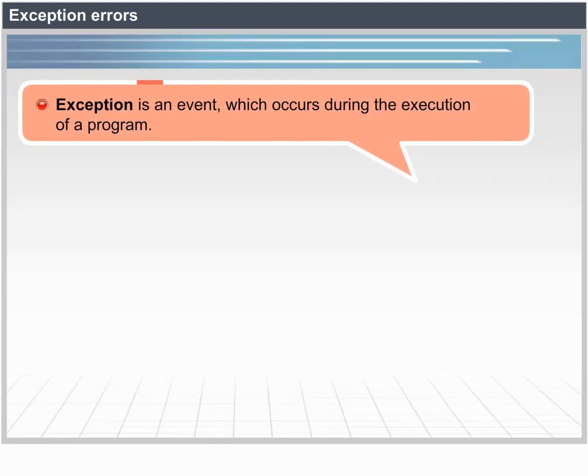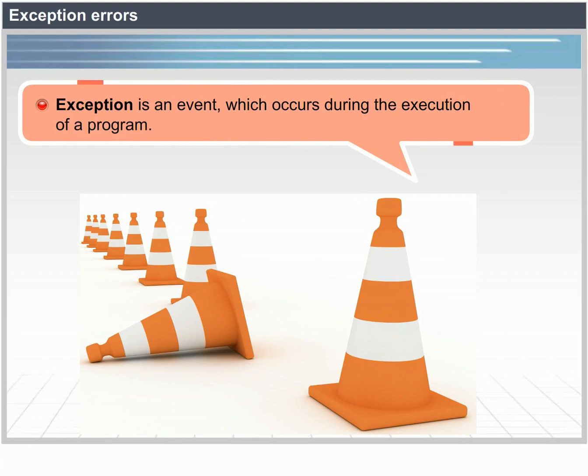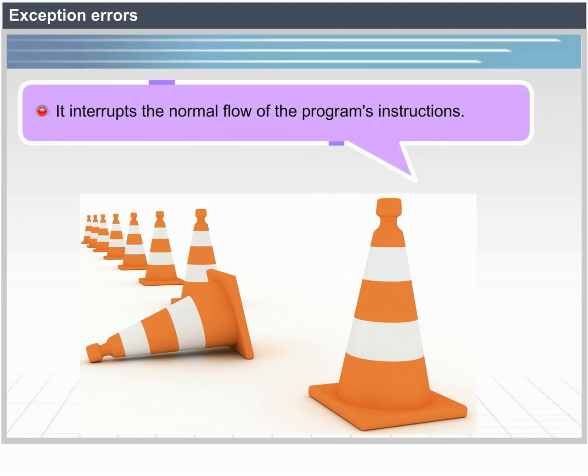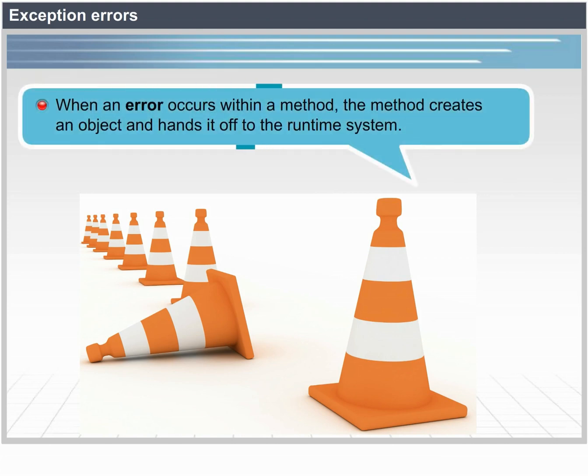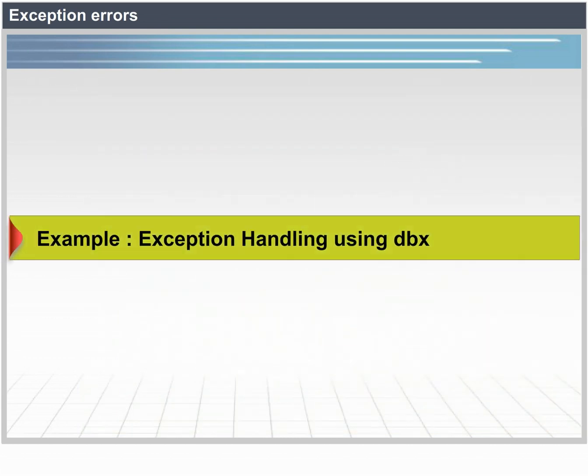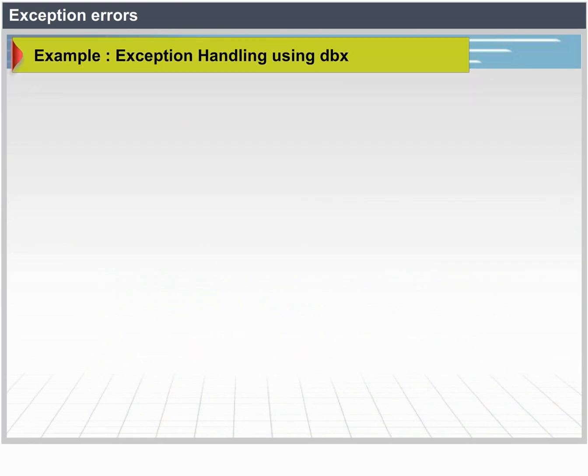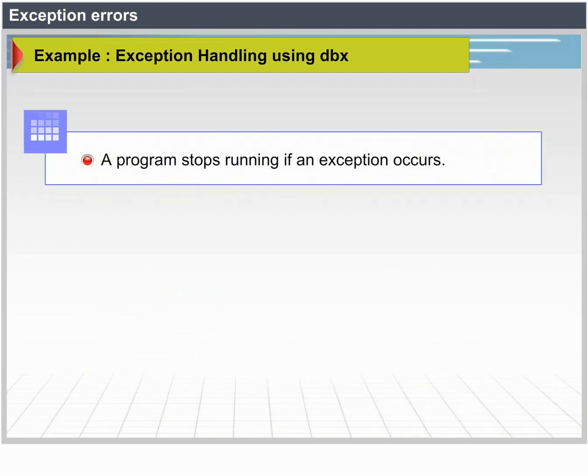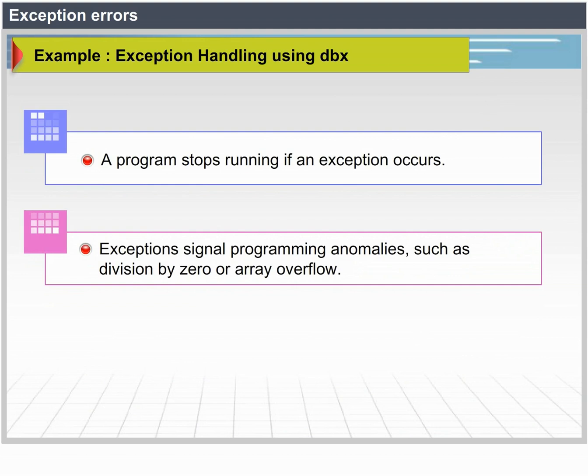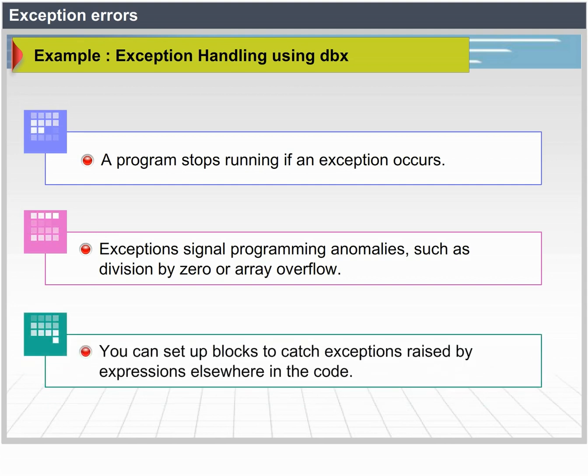An exception is an event which occurs during the execution of a program that disrupts the normal flow of the program's instructions. When an error occurs within a method, the method creates an object and hands it off to the runtime system. Example, exception handling using DBX. A program stops running if an exception occurs. Exceptions signal programming anomalies such as division by zero or array overflow. You can set up blocks to catch exceptions raised by expressions elsewhere in the code.